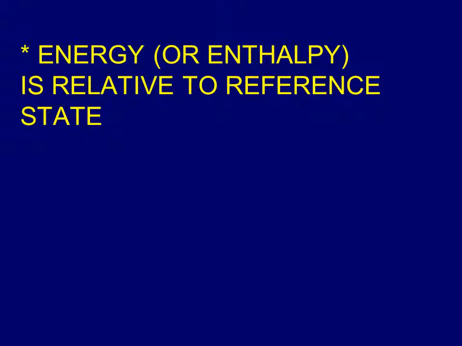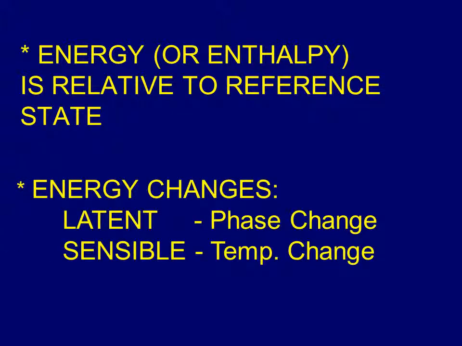Now the last concept I wanted to talk about in this module is that energy, or enthalpy, is relative to some reference state, some place that we call zero. So, I want to talk about different types of energy changes. One is a latent energy change. Latent energy change means the structure is changing. So it's changing from a liquid, where it's very dense and close, into a gas, and you have a phase change with that.